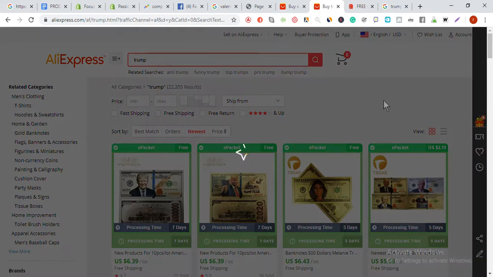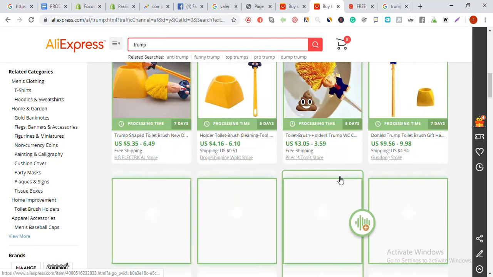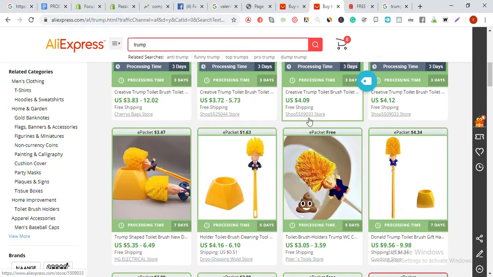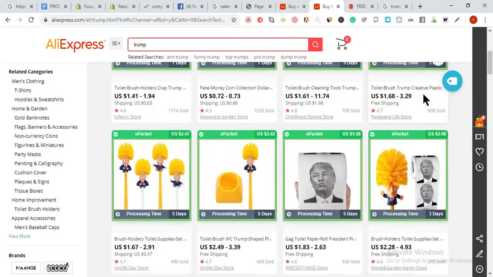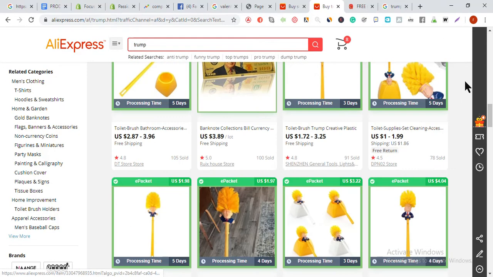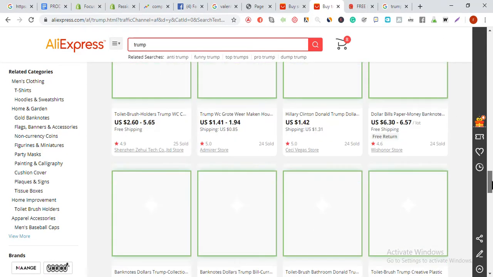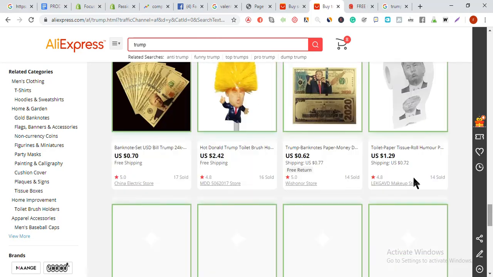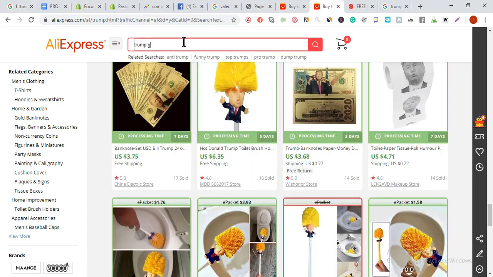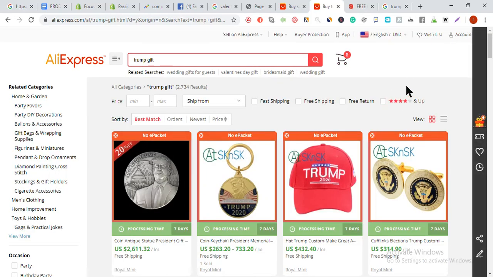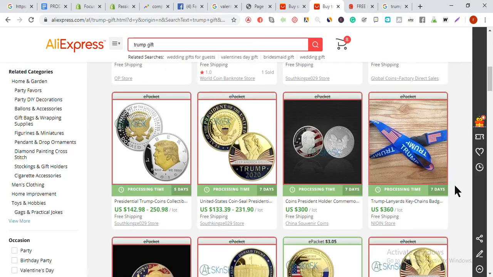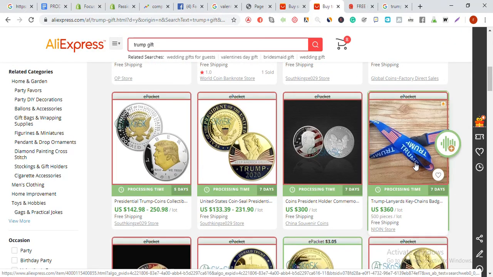You can click on this, the newest. No, not those ones, of course. Let's go for orders. Okay, same. Nope. Maybe we can do gift. Lanyard. Do you already have lanyards? If you don't, maybe you can use that, check it out.